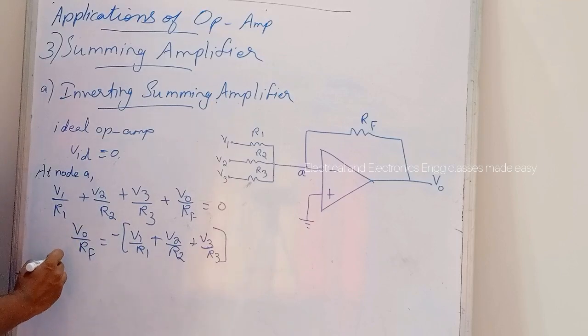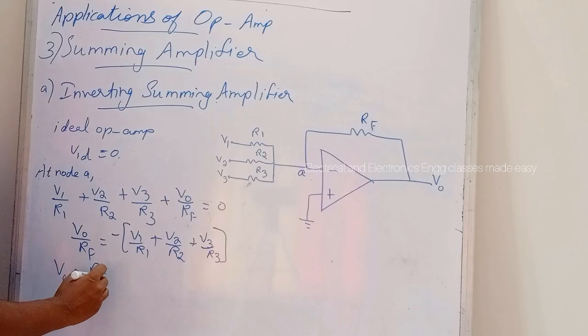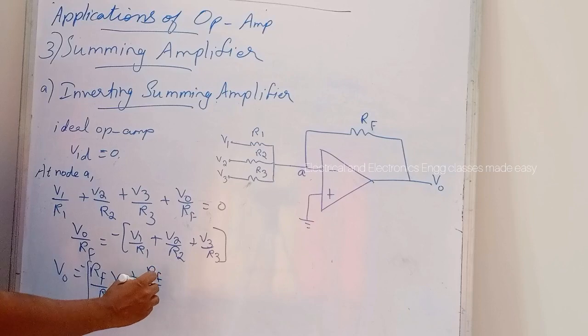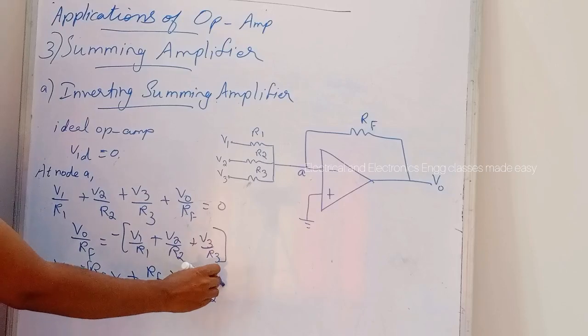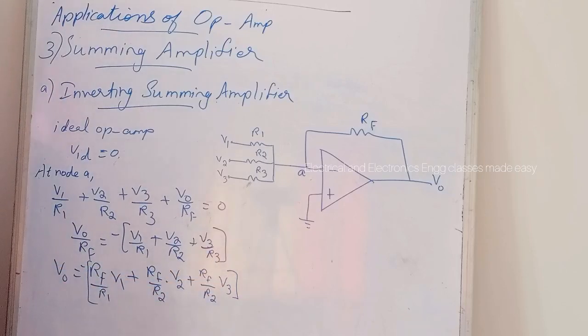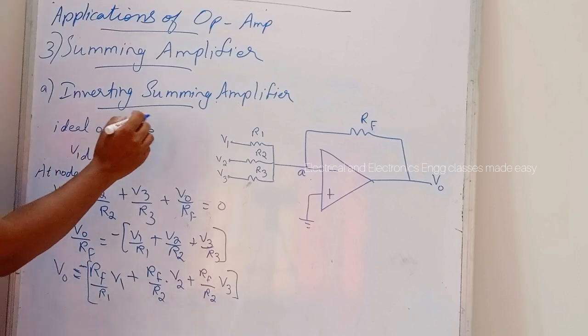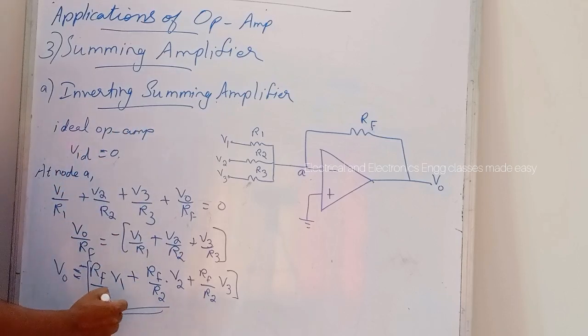So we can write output voltage V0 is equal to minus of RF by R1 into V1 plus RF by R2 into V2 plus RF by R3 into V3. So this is the output voltage in inverting summing amplifier.